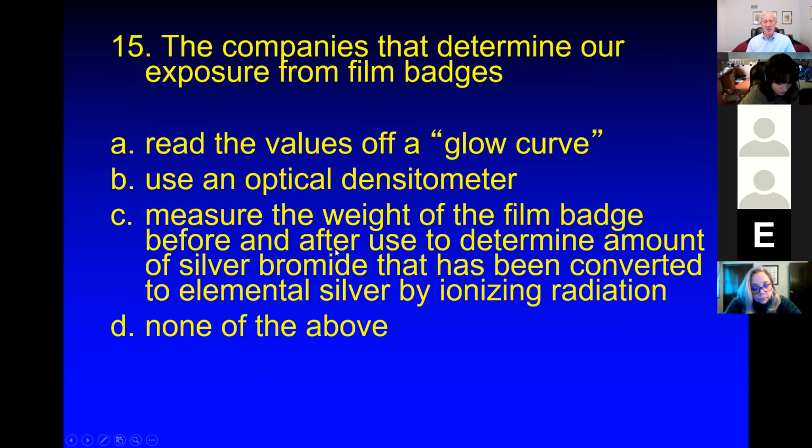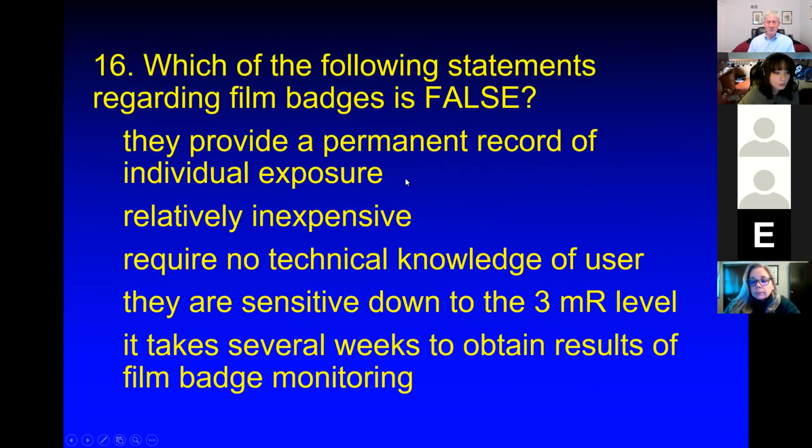energies. Number 15, how do companies determine our exposure from a film badge? The right answer is B. They use an optical densitometer. The glow curve is only used for TLDs, and you certainly don't weigh the film before and after. So B is the correct answer.